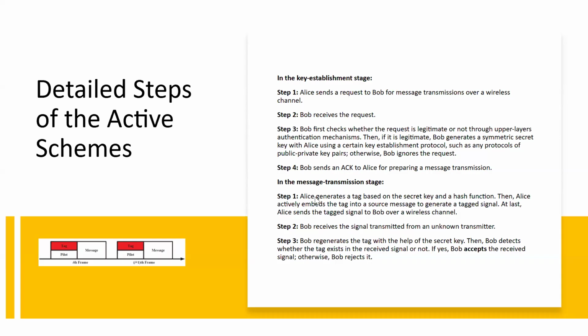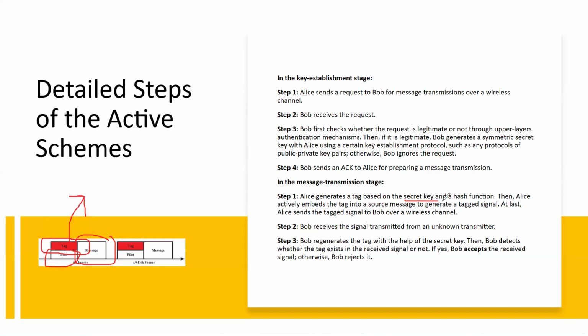In the message transmission stage, Alice generates a tag, which is shown here in the packet. This is the tag. Let me highlight it for you. This is the tag, this is the message, and this is the pilot. This tag, we added it intentionally beside the message, and this is the tag responsible for authenticating the transmitter. Alice generates a tag based on the secret key and the hash function.